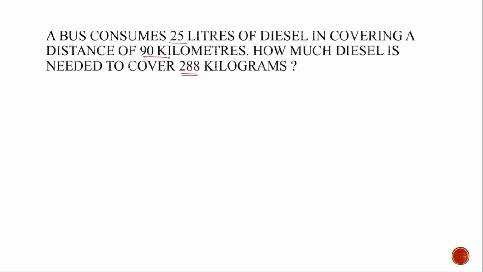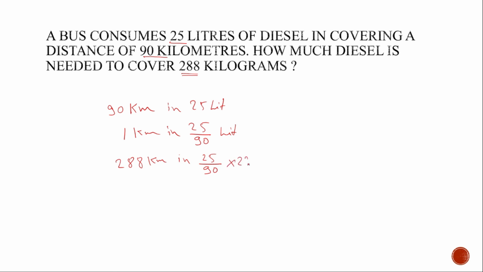In both parts, kilometer is given, we need to find out the value of liters. So what we will do: the bus can travel 90 kilometers in 25 liters. The bus can travel 1 kilometer in 25 by 90 liters. So 288 kilometers it will travel in 25 by 90 into 288 liters. That means it will be 80 liters. Answer.